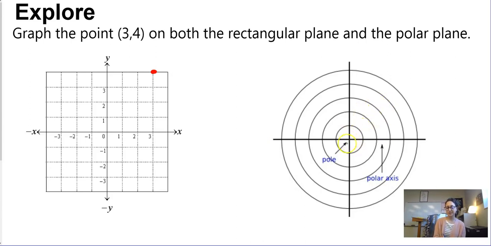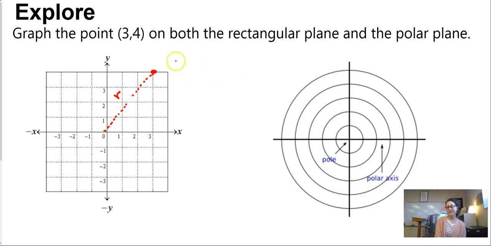So first up, some notation here. The origin is called the pole, okay? And what was known as the x-axis is now known as the polar axis, okay? So first, we need to figure out what circle we are on, right? And that is your radius. Your radius is your distance from the point to the origin, or the pole.